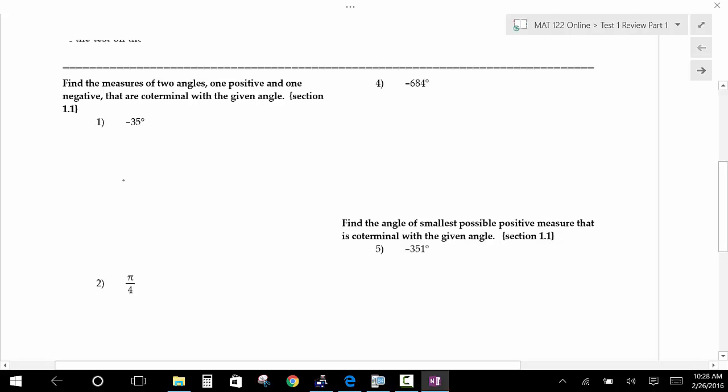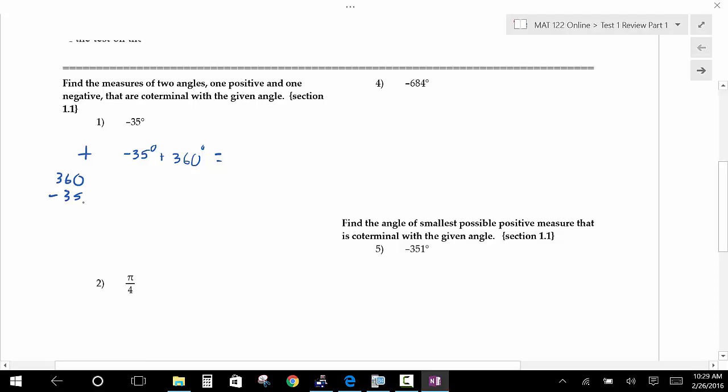So this problem number 1 says you're going to find two angles, one positive and one negative, that are coterminal. Since we know that angles are off by 360 degrees and they become coterminal, what you would do to get the positive one is you would just add those two numbers together. Then that would give the answer of that positive coterminal angle. You can just do that to the side if you want to.